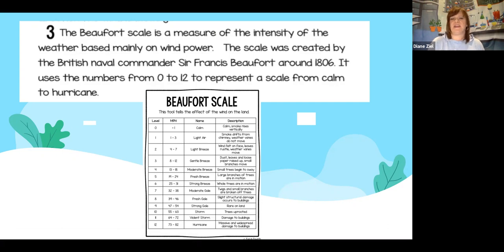So this can be fun. The next time you go outside and you feel the wind, see if you can place the wind's intensity on the Beaufort scale. What category would you put it in based on your observations?